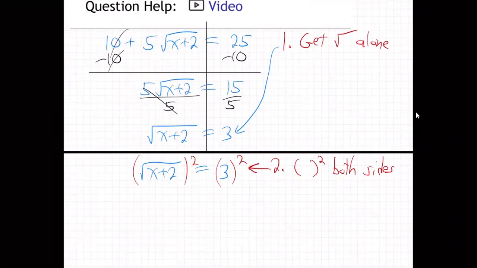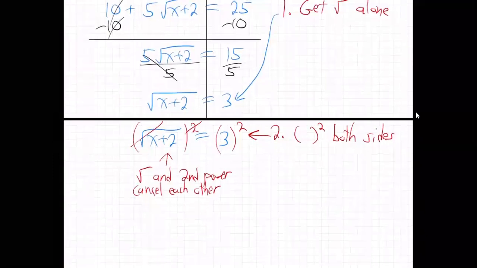Are you tracking with me on this? Are you starting to see the patterns here? Whenever we have a root, we do a 2 power and that cancels it out. Or if we have a 2 power, we do a root. They always cancel each other out. In fact, that's what I'm going to show right now. This root and this 2 power, the root and the second power cancel each other. So we get the root alone and then we get rid of it by doing a 2 power.